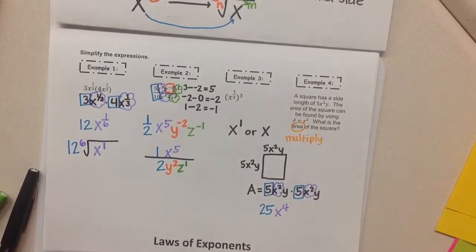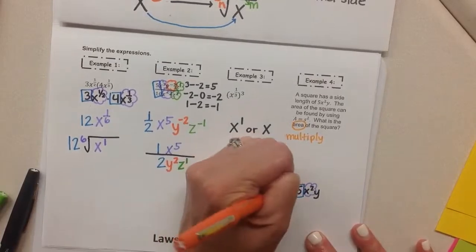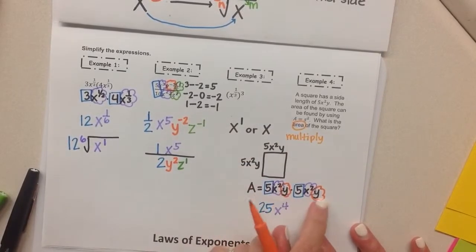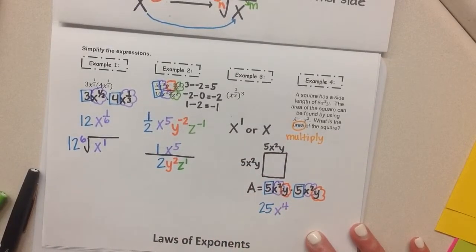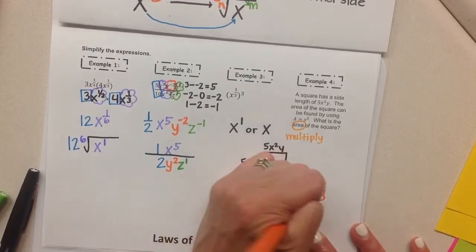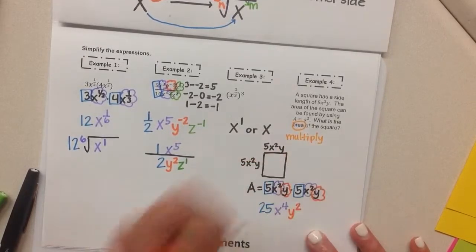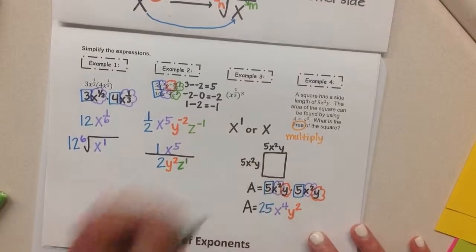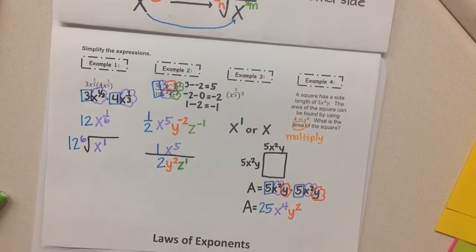And now I'm going to do the same thing with my y's. I've got one base of y here, and I've got one base of y here. Remember, they're not zeros. If they were zeros, those y's would not be visible, so it's 1. So I'm going to add 1 plus 1, which is going to give me a total of 2. So my area for this square is going to be the products of 25 times the value of x to the 4th times the value of y squared. And that's going to give me my total area for this square.